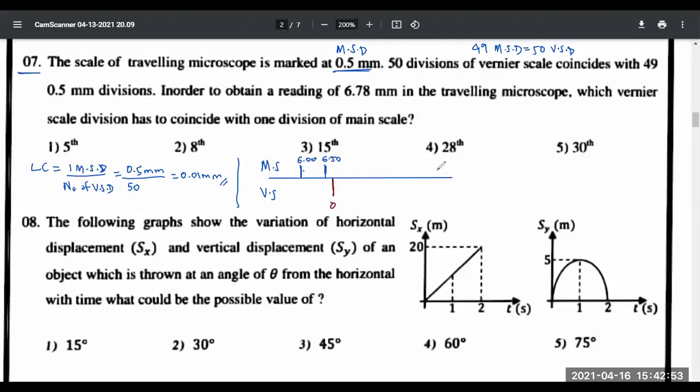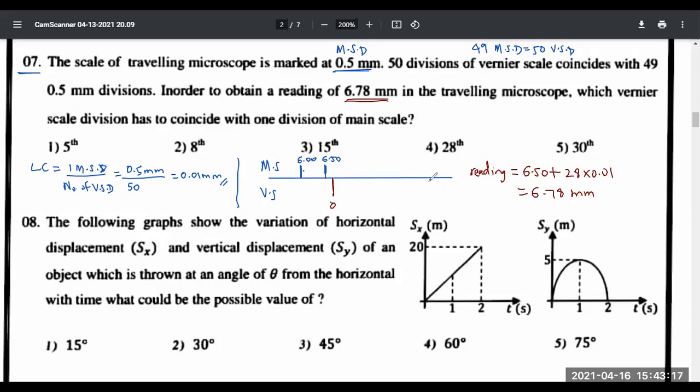And now when you write the reading, how do you write the reading, people? Reading is equal to 6.50 plus 28 into 0.01. That will only give us 6.78 millimeter. Hope you can agree with me on that. Because with 6.5, you need to add 0.28 to get this answer.